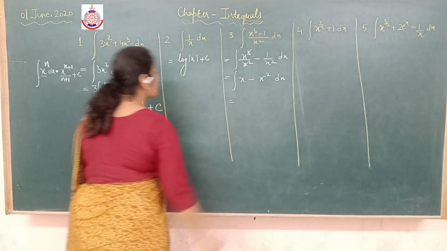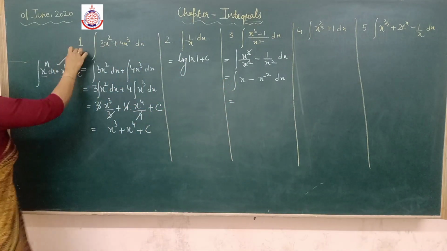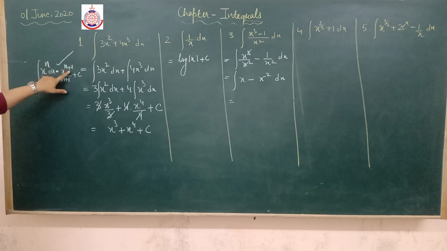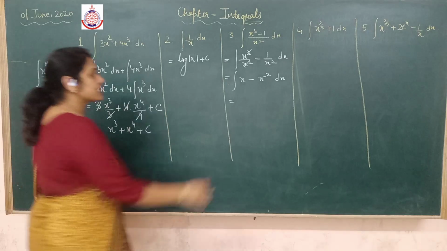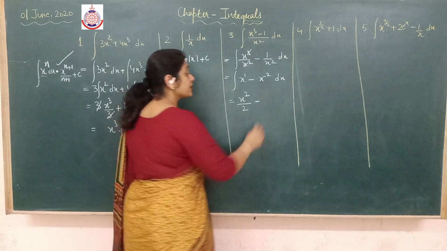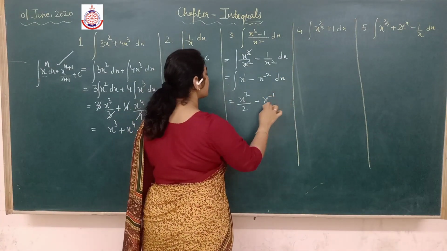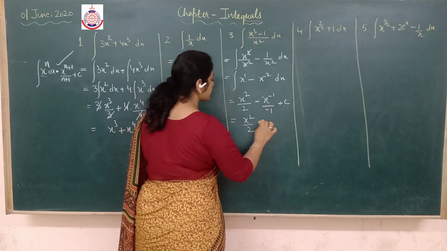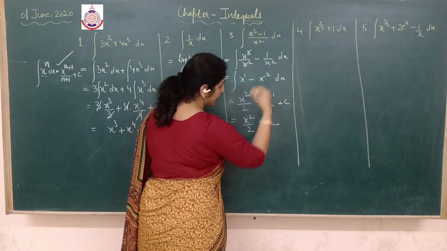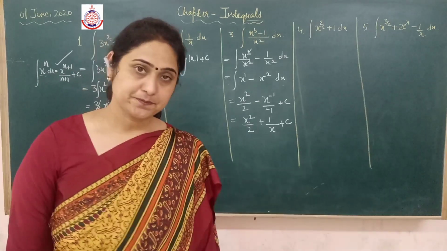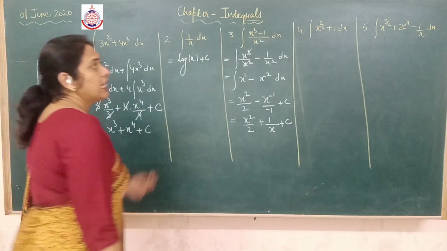Now I will correlate this with this formula: x raised to power n, where n is any real number. So increase the power by 1 divided by increased power. So x has power 1, so increase by 1, it becomes x square by 2. Here, increase the power by 1: minus 2 plus 1 is minus 1, divided by minus 1, plus c. So properly write it: x square by 2, this minus minus becomes plus, x raised to power negative. When negative power comes in the denominator, it becomes positive. And that's my required integration. Alright. Fine. Let's check next.